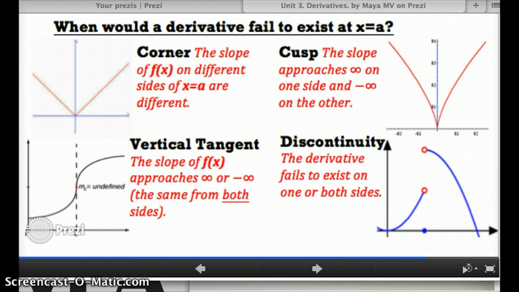You have seen all of these things except for a cusp before, so that's the only one I'm going to explain. I expect you to read the definitions and be able to apply them coming into class tomorrow. Let's talk about the cusp.